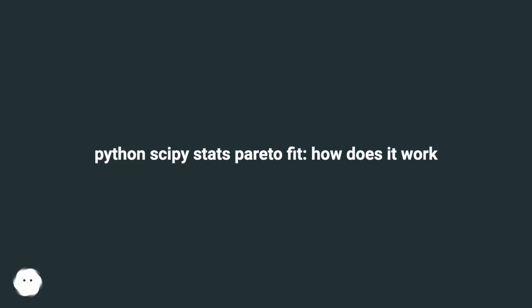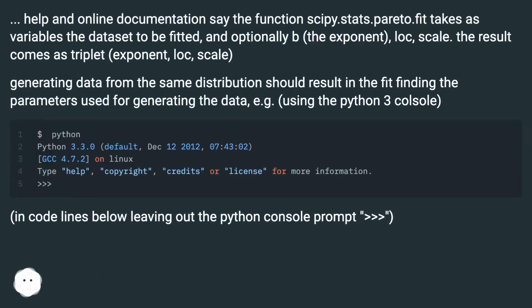Python SciPy stats Pareto fit. How does it work? Help and online documentation say the function scipy.stats.pareto.fit takes as variables the dataset to be fitted, and optionally b, the exponent, loc, and scale. The result comes as a triplet: exponent, loc, scale.